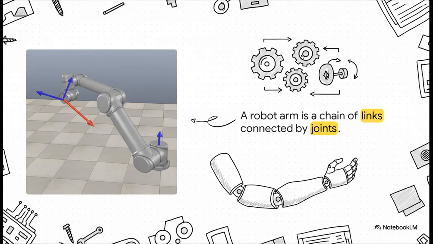See, a robot arm isn't one solid thing. It's a chain, a series of links all connected by joints. And each of those joints can move all by itself. So if you want to know the exact pose of the entire arm, you need to know the angle of every single joint in that chain.